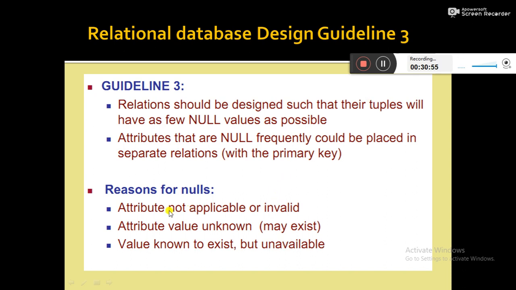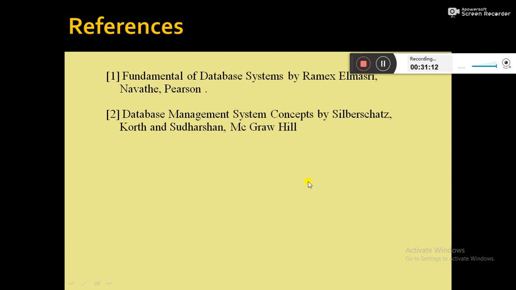And null means, as we already know: the attribute is not applicable or invalid, the attribute value is unknown, that is, the value does not exist, or its value is known to exist but is currently unavailable. And design guideline 4, another guideline, I will discuss in my next lecture, and these are the references you may go through for more details about relational database design.